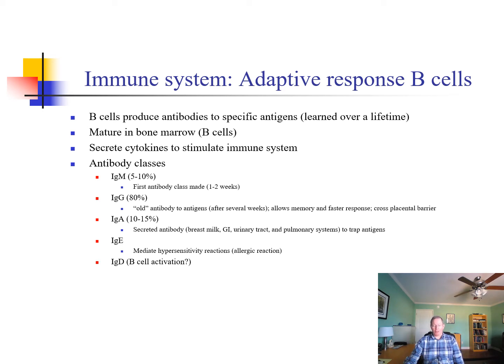IgA are a class of antibodies that are present in secretory things, such as breast milk, the gastrointestinal tract, the pulmonary tract, the respiratory tract, the urinary tract. And it's mostly designed to trap antigens so that they don't actually get into your body. IgE are responsible for mediating hypersensitivity reactions. These are allergic reactions in particular. And IgD, we don't know the details of exactly what it does and how it does it, but we know that it is important in B cell activation.